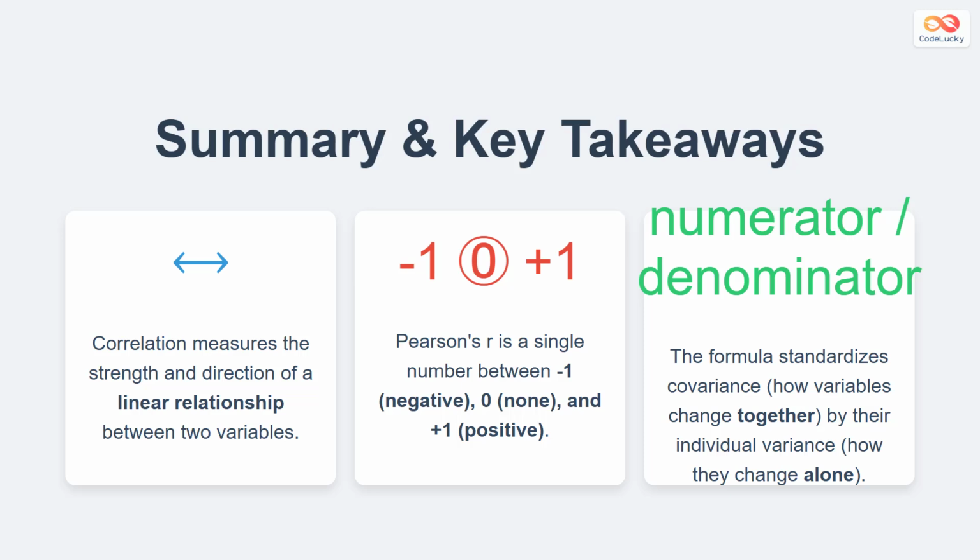So, let's recap. Correlation is a measure of the linear relationship between two variables. The Pearson's R coefficient gives us a clear number between -1 and +1 to quantify this relationship. And the formula, while it looks complex, is just a way of comparing how variables change together against how they change on their own.